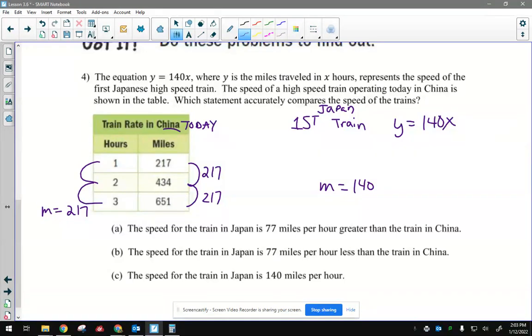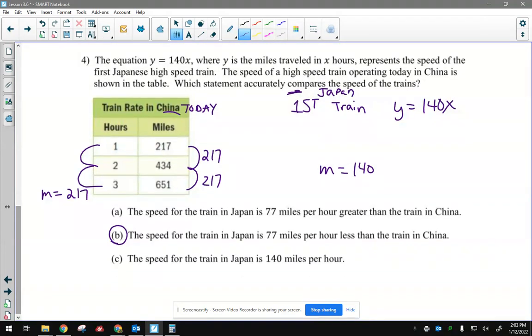Which statement accurately compares the speed of the train? Those questions make kids like you guys cry during tests. You're like, I don't understand, I've done it 15 times and they're close. So you have to go back and read the question carefully.